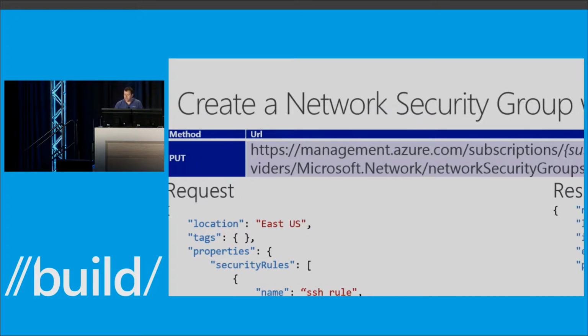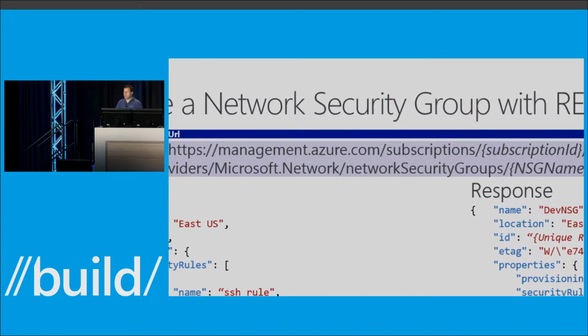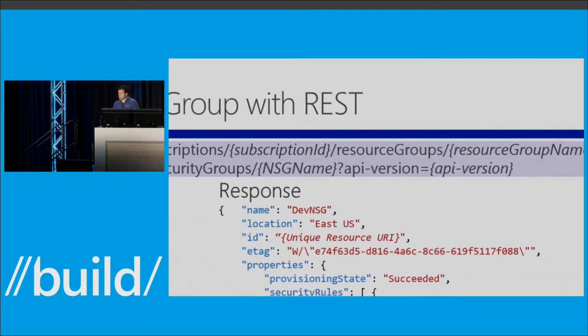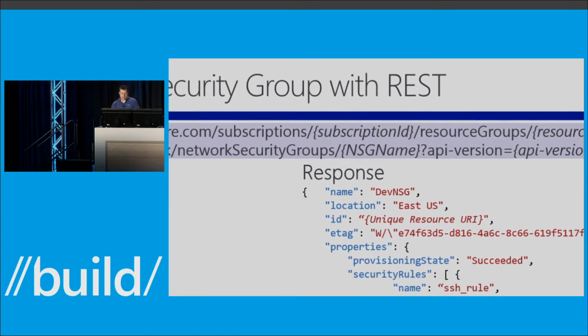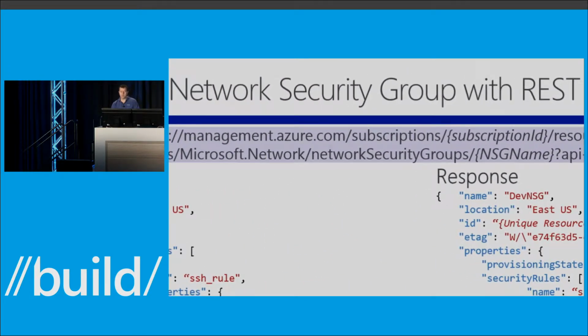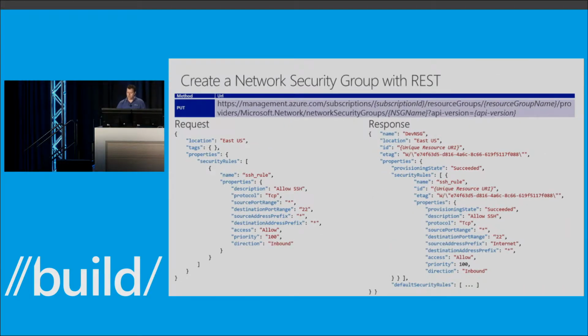So looking at the URL, we see that everything is stubbed off HTTPS management.azure.com, subscriptions, your sub ID, resource groups, which we saw in the slides earlier. These are the containers that we use to manage resources within the ARM model. And then we have the namespace, which is Microsoft Network. And then we're talking about the network security groups here, and the network security group name, and then the version of the API we're using, which is great.